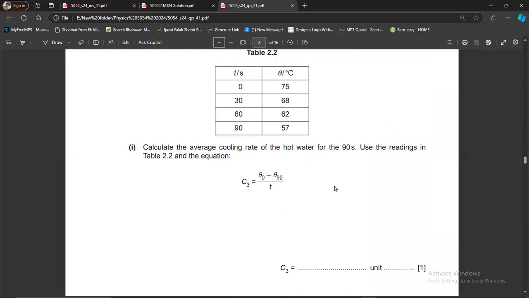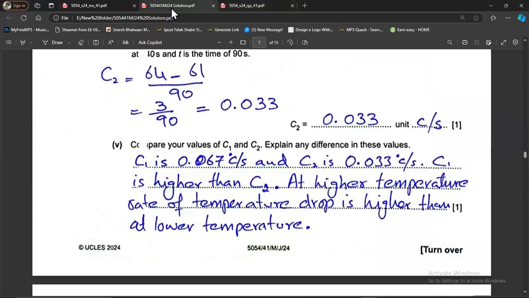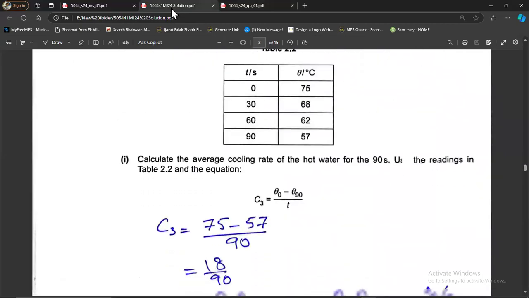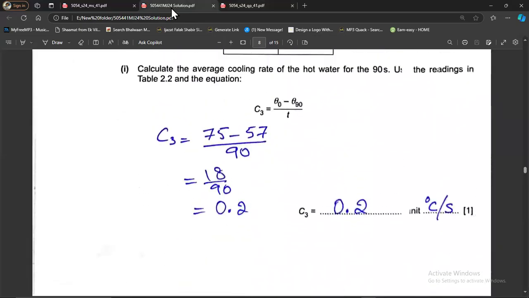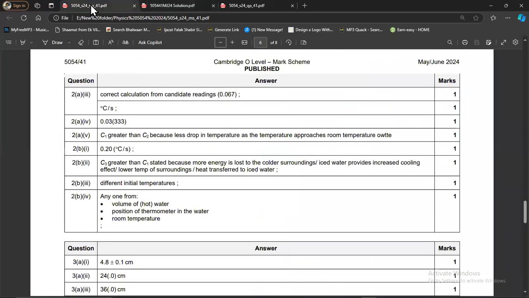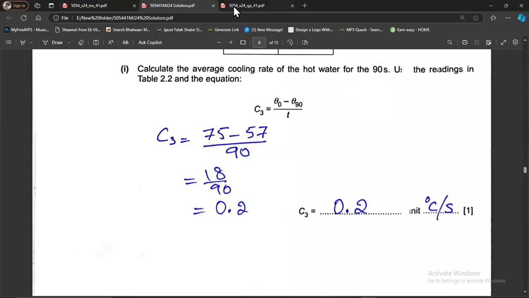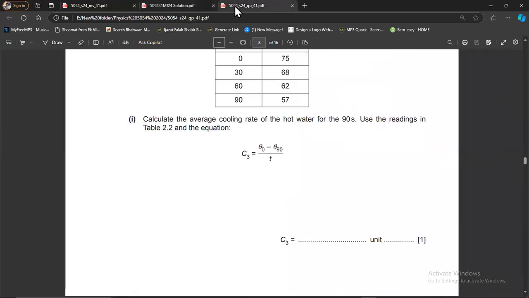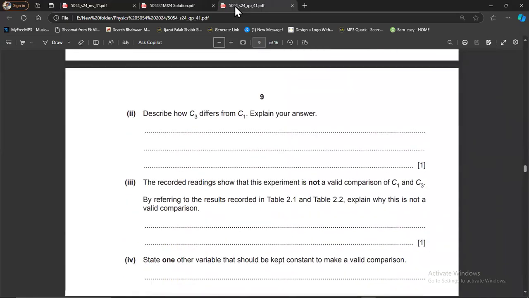Okay. So when the time is 0, the temperature is 75. When the time is 90, the temperature is 57. And the time taken for this change is 90 seconds. So you see, C3 will be equal to 75 minus 57, whole thing divided by 90, 18 divided by 90, that is 0.2. And the unit is degrees centigrade per second. You can see our answer is right. Hopefully you understand. This time the cooling rate is called C3.